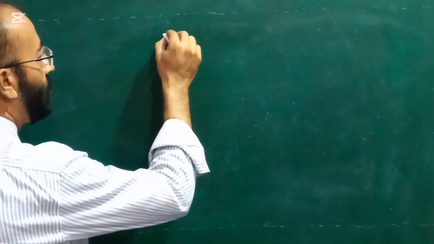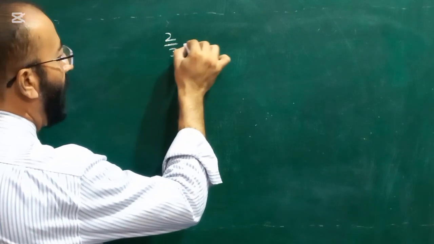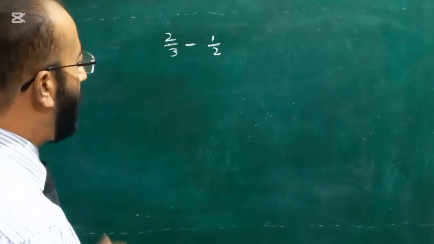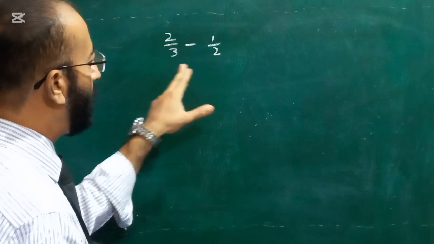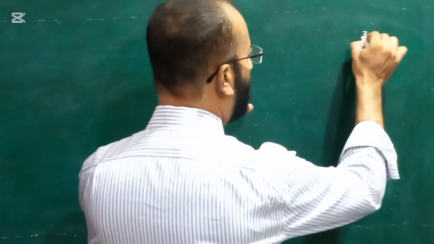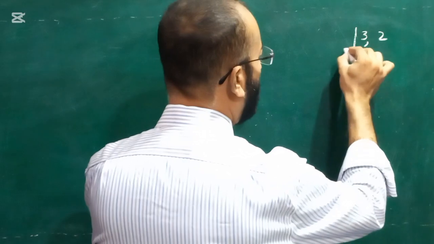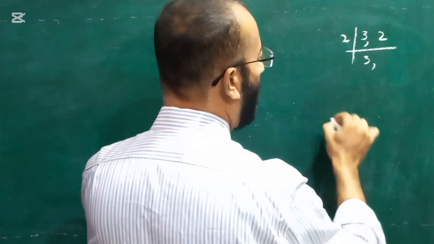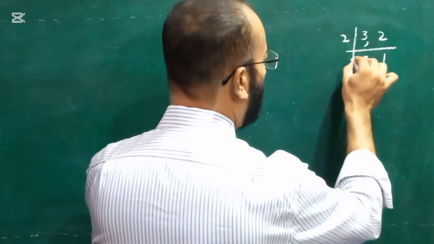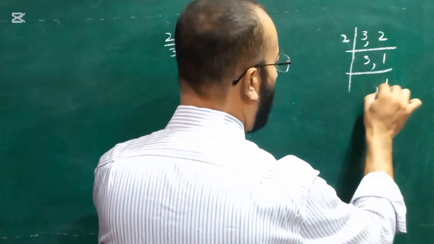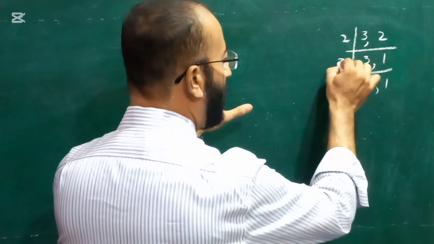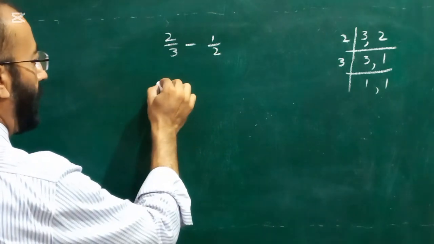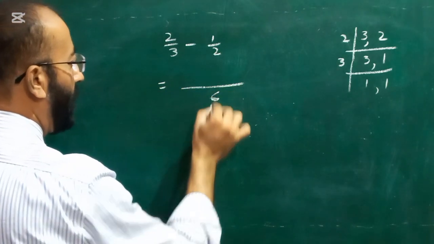So the question is 2 by 3 minus 1 by 2. So we are going to solve this question through the LCM method. So first we will take the LCM of 3 and 2. These are the denominators. In the table of 2, 3 is not coming, so that will come down as it is, but 2 ones are 2. The next step, this 1 will come as it is, and in the table of 3, this 3 is coming at one time. So 3 twos are 6 is the LCM. That will be written in the denominator.